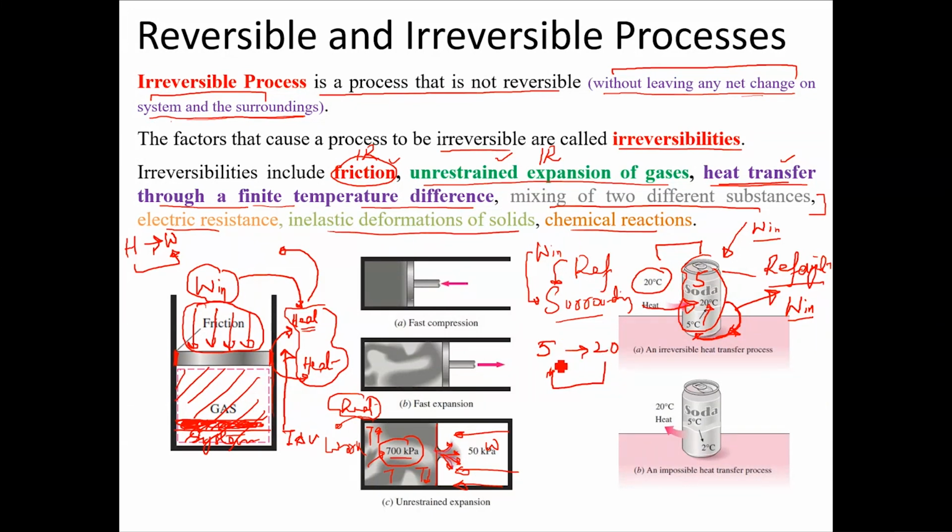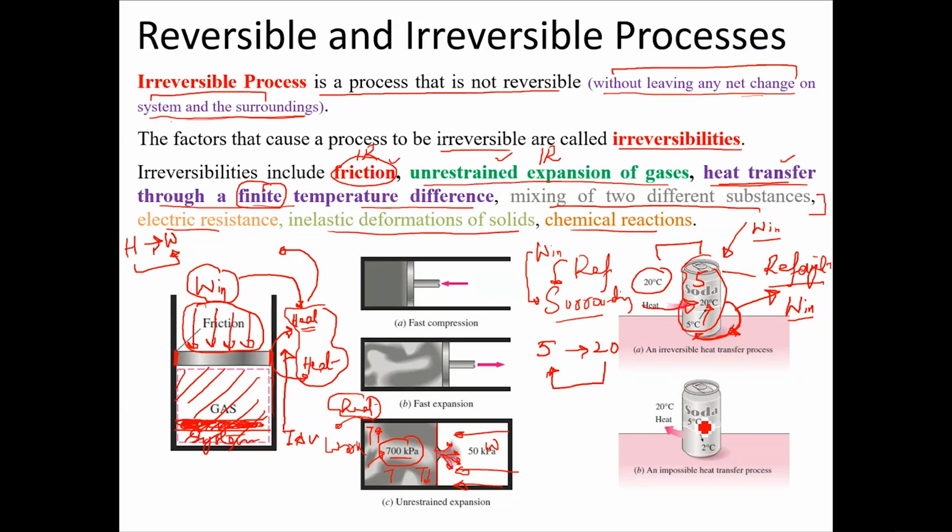The smaller the finite temperature difference, the better. If this difference is very small, infinitely small, heat transfer through an infinitely small temperature difference, the irreversibility gets so minimal that you recognize the process as a reversible process.